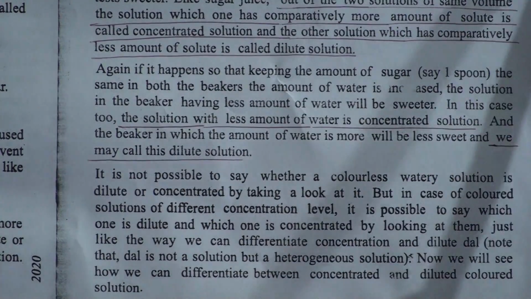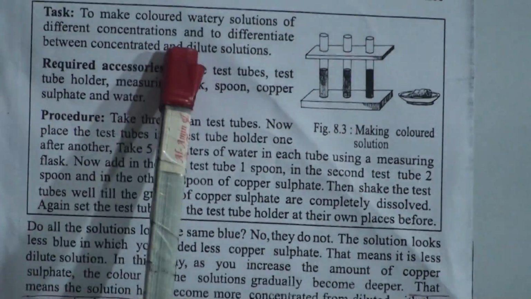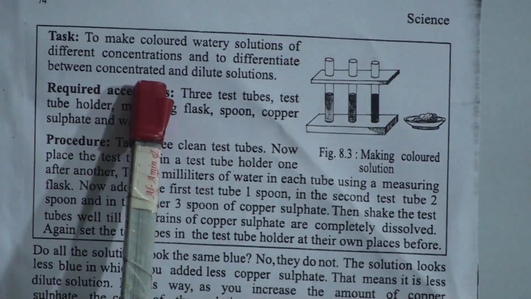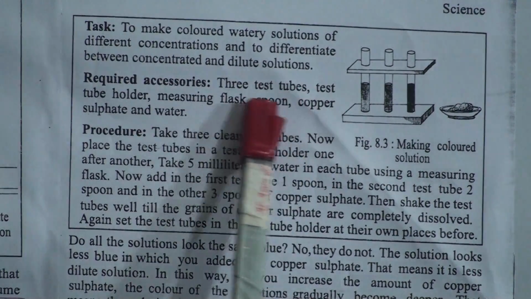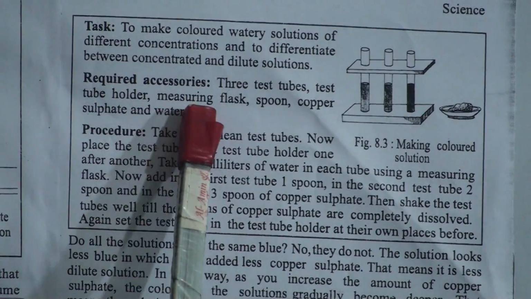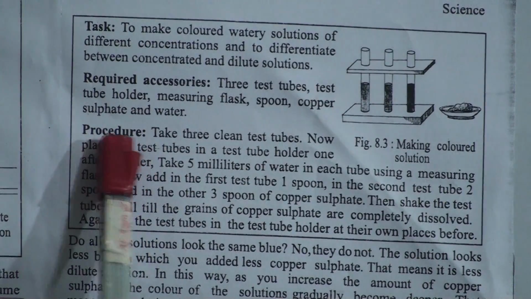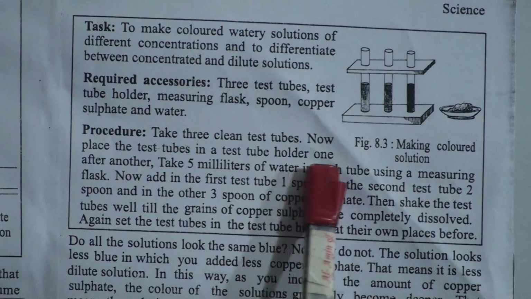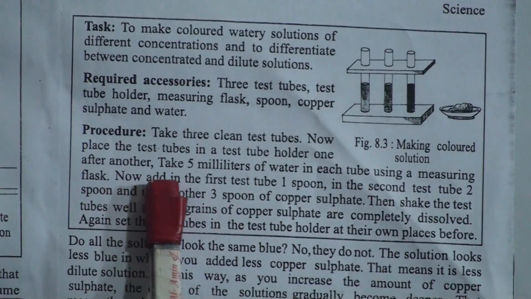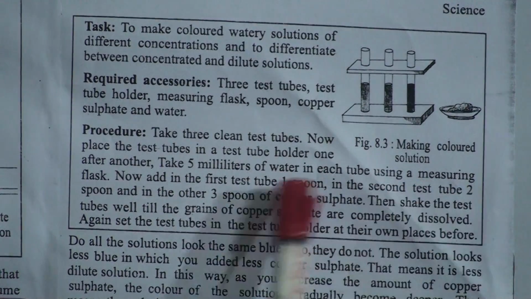Now, to make colored water solutions of different concentrations and to differentiate between concentrated and dilute solution, the required accessories are: a test tube holder, 3 test tubes, measuring flask, spoon, copper sulfate and water. Procedure: take 3 clean test tubes. Now place the test tubes in a test tube holder one after another. Take 5 milliliters of water in each test tube using a measuring flask.